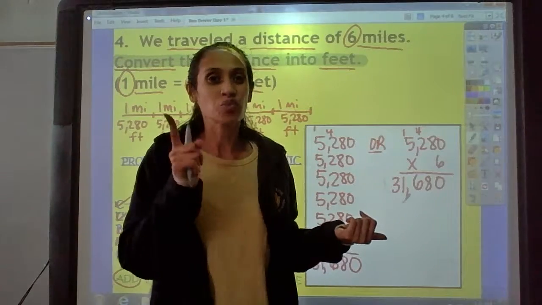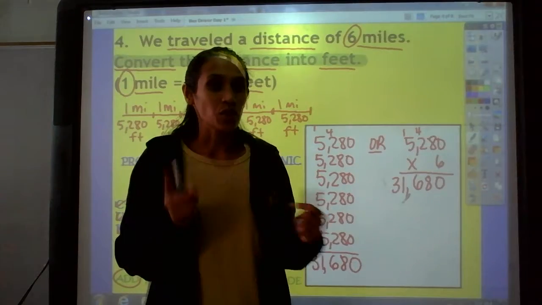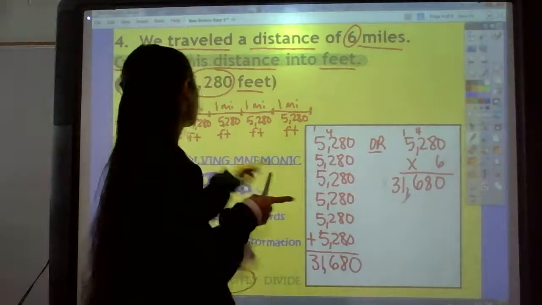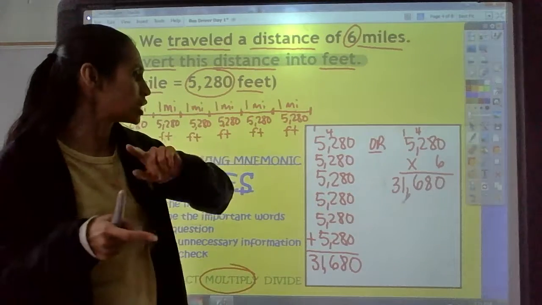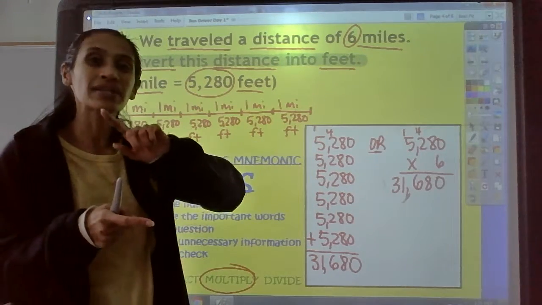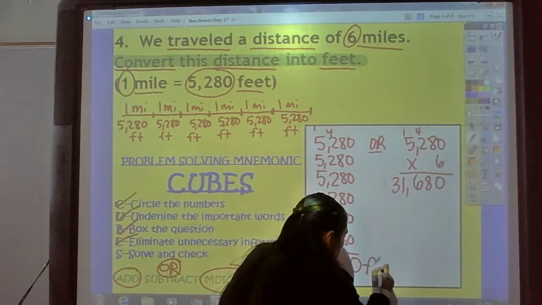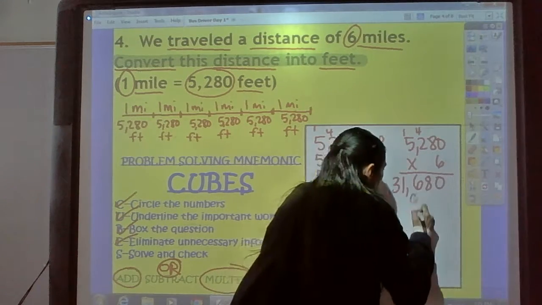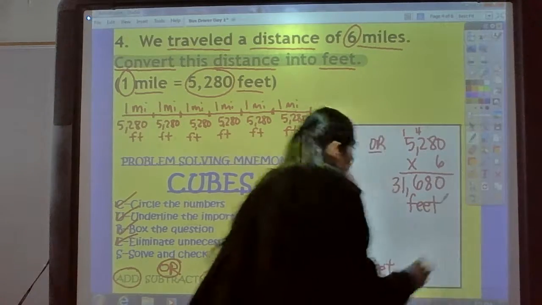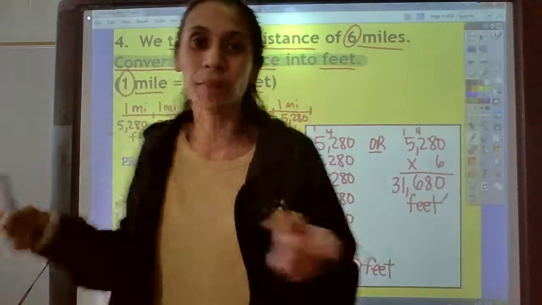There's one thing we forgot to do, which is write the unit. What's the unit? Convert this distance into feet. 31,680 feet. There, I am done with question number 4.